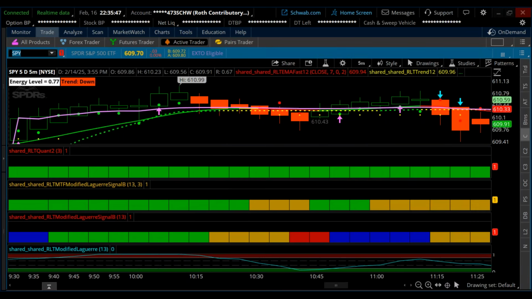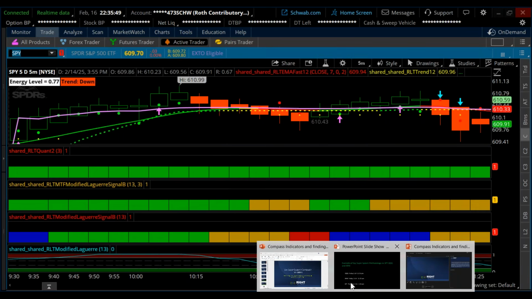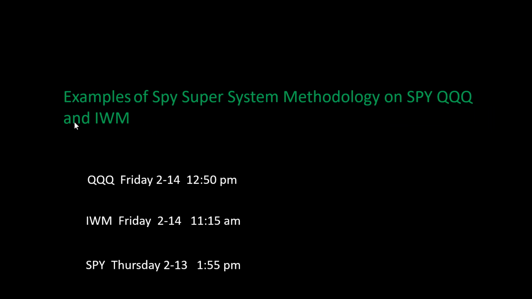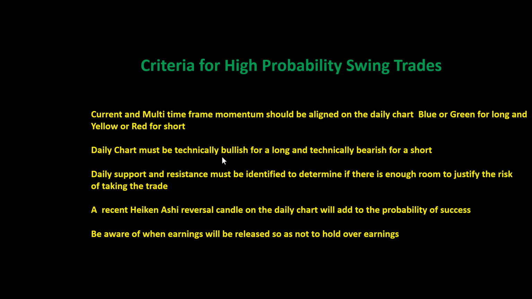Now let me go back. So those are, and again, if you want to look at them, I put them in the webinar itself, so you can go back and take a look at those particular candles on the 5-minute chart. Now, let's talk about swing trades. This is going to be a little bit different.